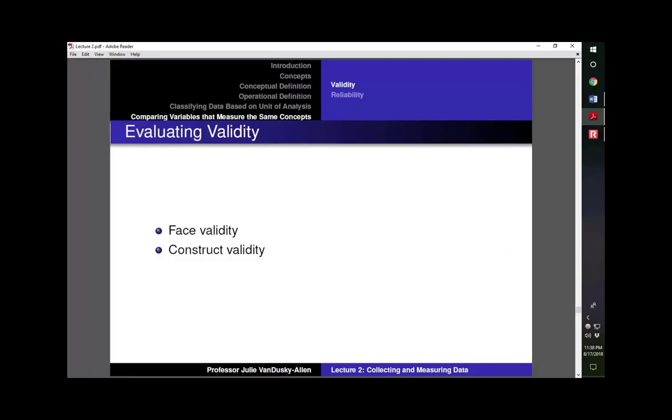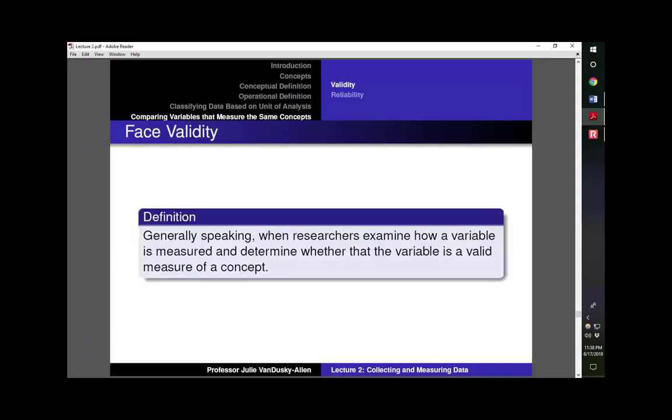There are several different ways we can evaluate whether a variable is valid. The two I am going to talk about in this lecture are face validity and construct validity. Generally speaking, the face validity test is when researchers examine how a variable is measured and determine whether the variable is a valid measure of a concept.